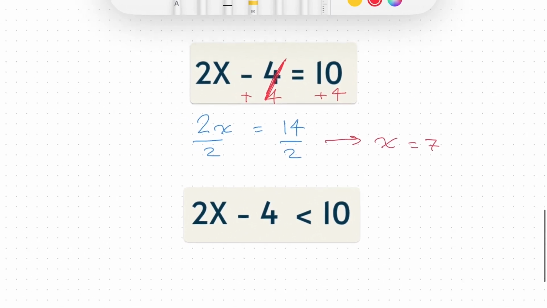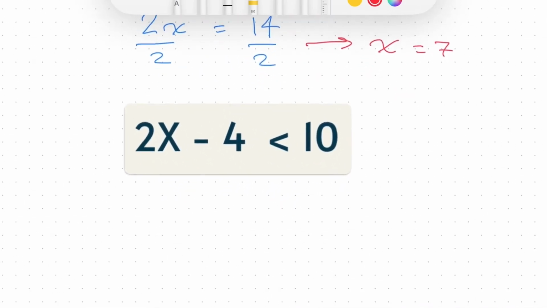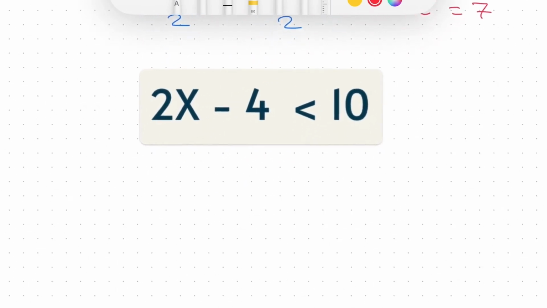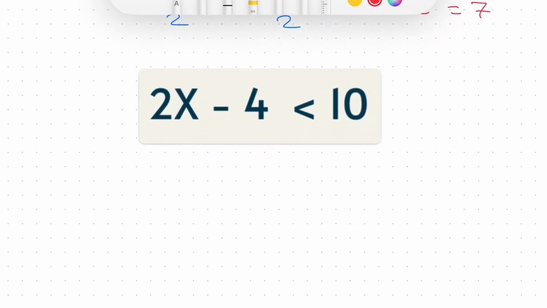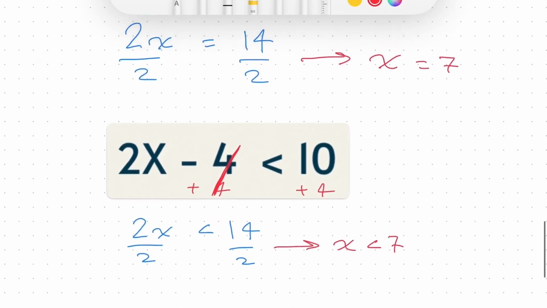The process works the exact same way when you have an inequality. So in this case, I have 2x minus 4 is less than 10. I would first start off by adding 4 to both sides. This would eliminate the negative 4 from the left side and leave me with 2x is less than 14. And by dividing both sides by 2, I'm left with a final value of x is less than 7.